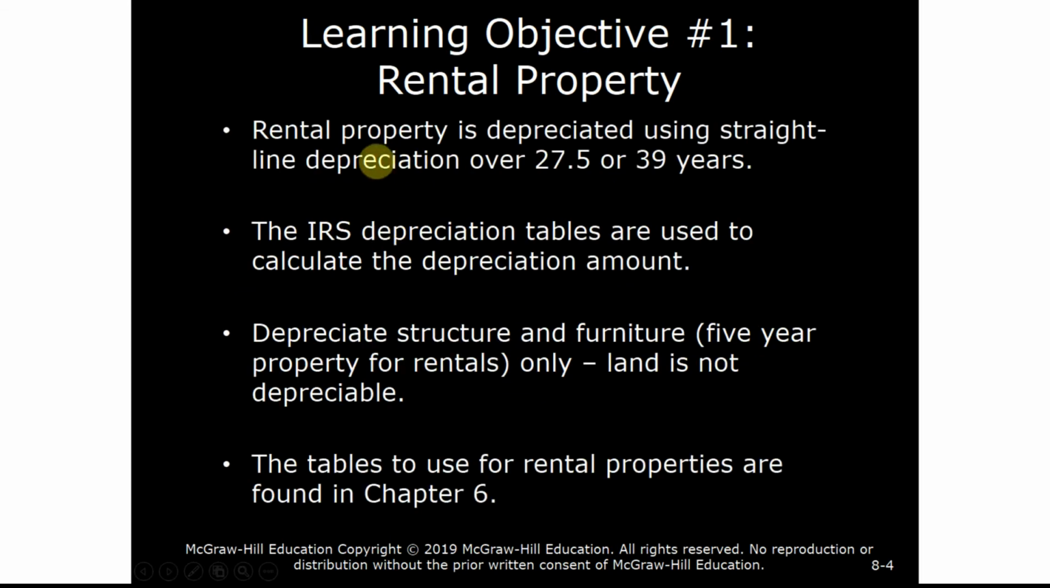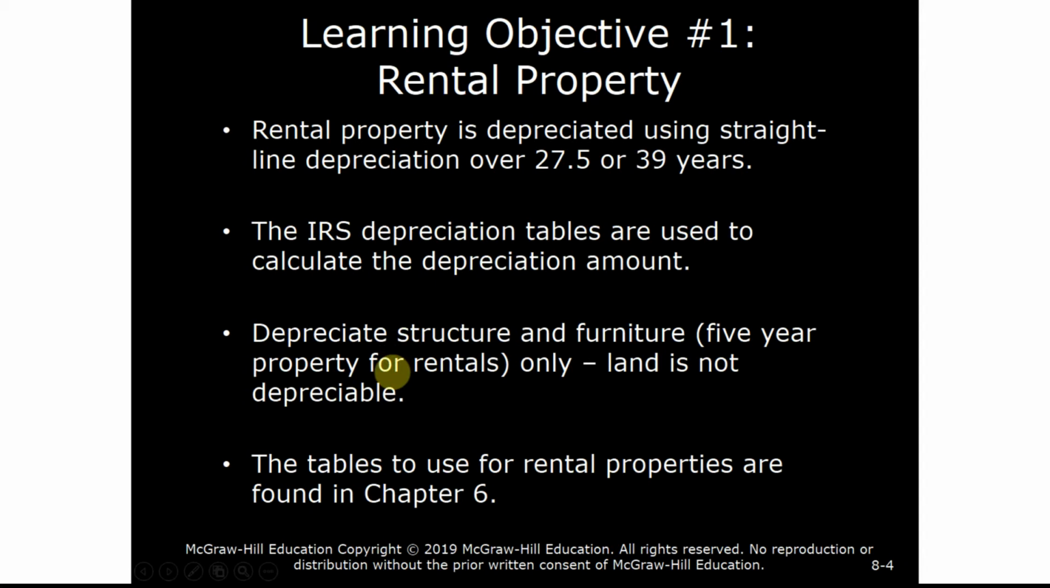We've reviewed in the past that rental property that is used for residential purposes is depreciated on a straight line basis over 27 and a half years, and non-residential real estate is amortized or depreciated over 39 years on a straight line basis. We've talked before about how to depreciate property.